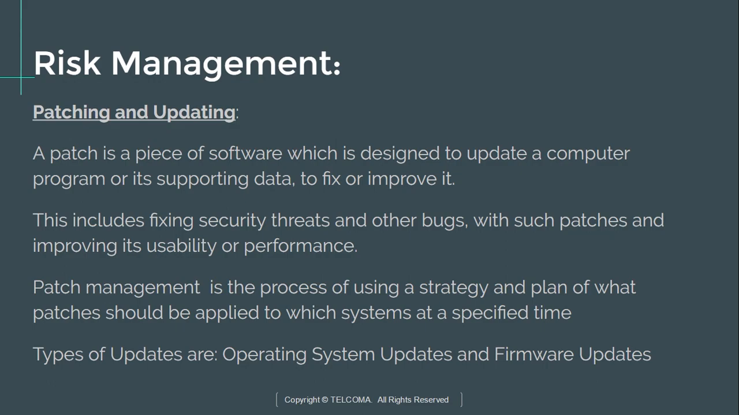Patch management is the process of using a strategy and a plan of what patches should be applied to which system at a specified time. The types of updates are like operating system updates, like when we update our Windows 8 to Windows 10. It includes some security and performance improvements of the system. Next is firmware update. We also update the firmware of our mobile systems.